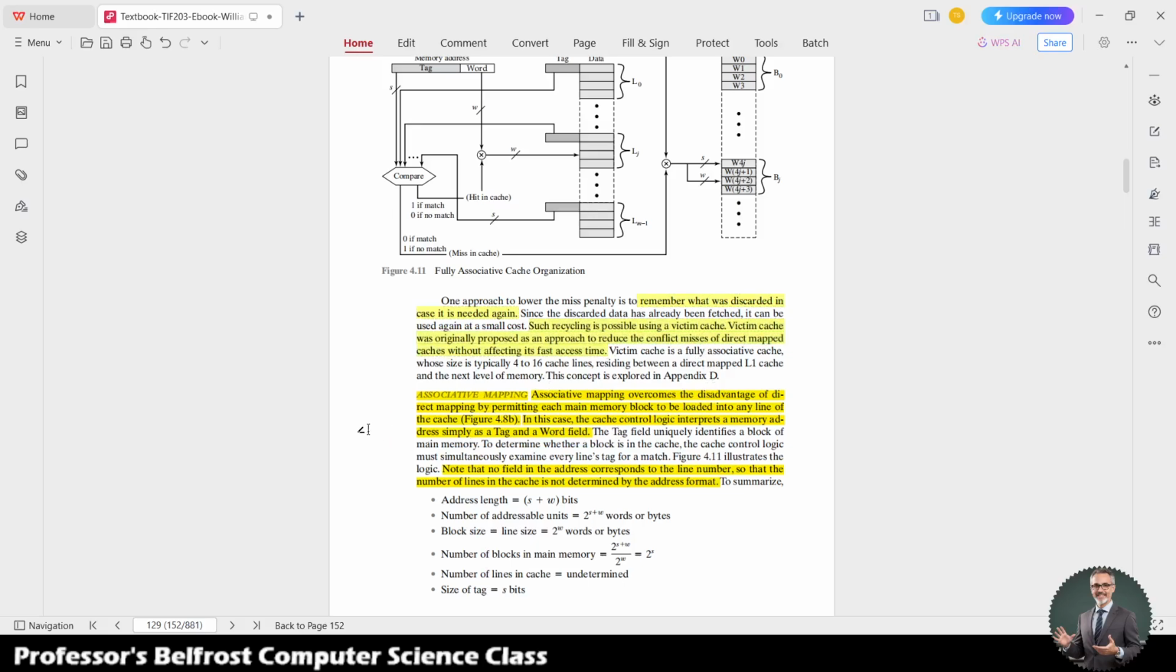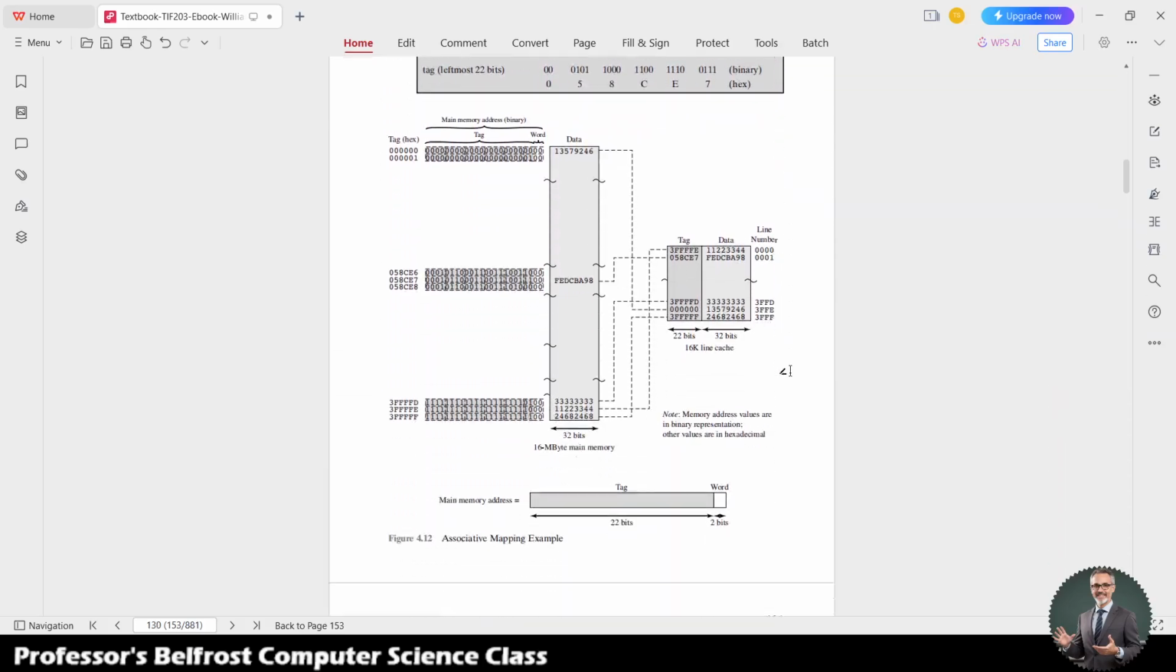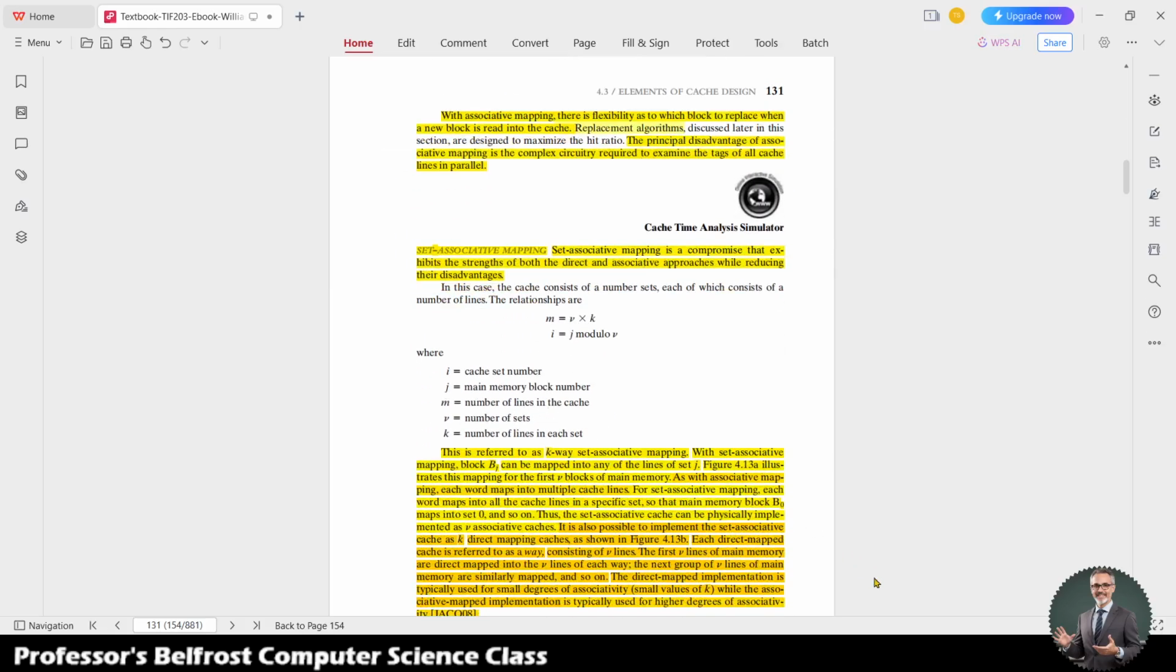Then we have associative mapping, which overcomes the disadvantage of direct mapping by permitting each main memory block to be loaded into any line of the cache. There we have what are called the tag and word fields. The tag field uniquely identifies a block of main memory. With associative mapping, there is flexibility as to which block is replaced when a new block is read into the cache. A replacement algorithm is introduced to maximize the hit ratio in this kind of mapping.